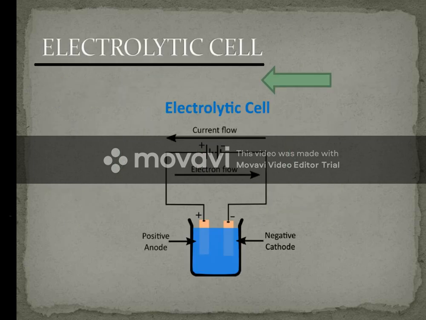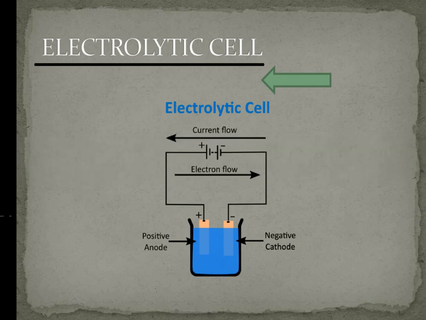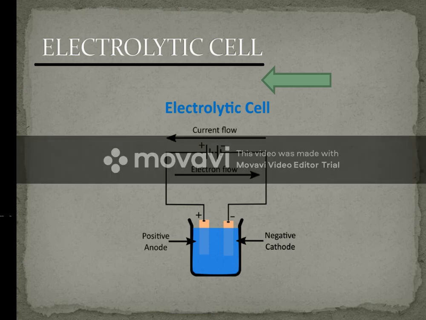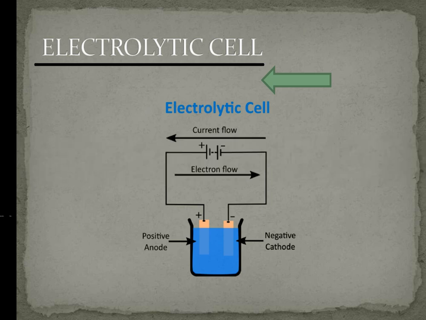Next, look at the diagram. The diagram consists of a negatively charged cathode and a positively charged anode. Then there are two arrows. One of the arrows is moving from right to left. This arrow clearly demonstrates the direction of current, or the direction of electricity. The next arrow is the downward arrow, directed from left to right. It clearly shows the direction of electrons.